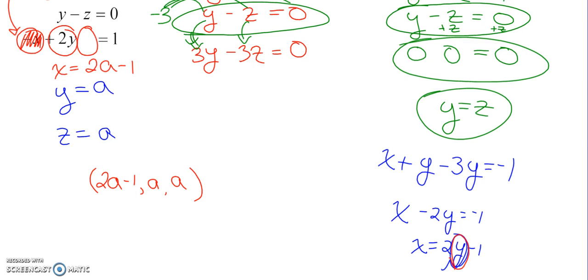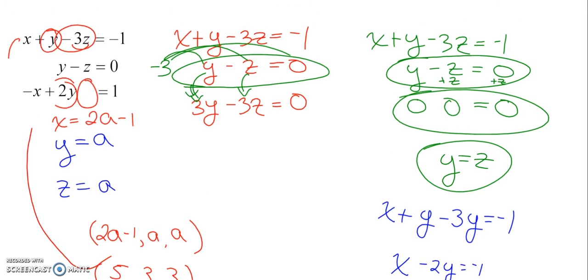For any value, you pick a number. If you wanted to come up with a solution, let's say a is 3. Well, if a is 3, then the solution would be 5, 3, 3. And if you don't believe me, test 5, 3, 3 in the original problem. It'll be a solution to all three equations. And you could pick any value for a. I picked 3 there. You could have picked 7 and done 13, 7, 7. That would also be a solution to all equations.